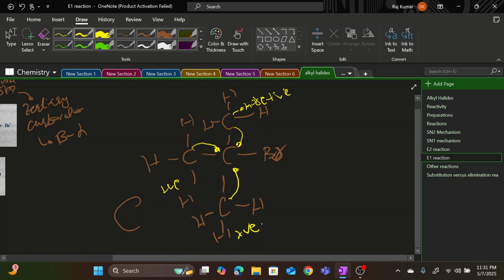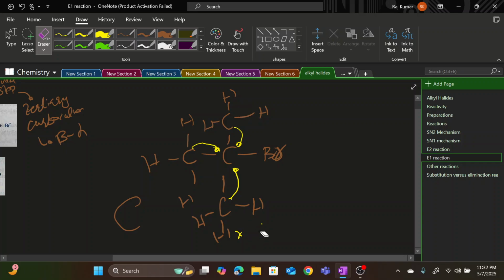But there is a problem. These hydrogen atoms which are present on the side also undergo an inductive effect. They also cause an inductive effect over these carbons. How do they cause an inductive effect? Let's understand how they cause an inductive effect.